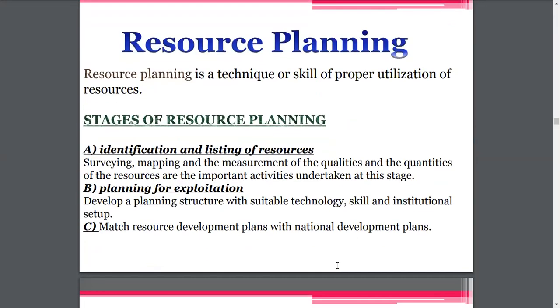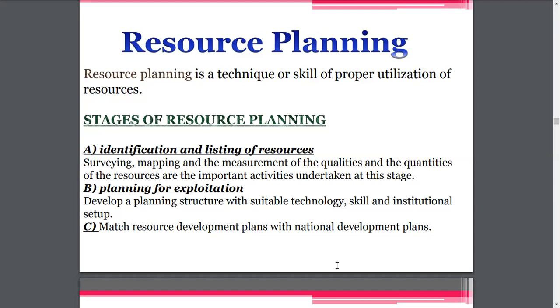Next is resource planning. What is resource planning? For anything we do, whenever we are going to some place or doing some event at our home, we do the planning. So planning is very important. In the same way, when we have a resource and we want to use and develop it, there should be proper planning or a proper technique. Then only can we do proper utilization of the resource. So here there are some stages of resource planning.